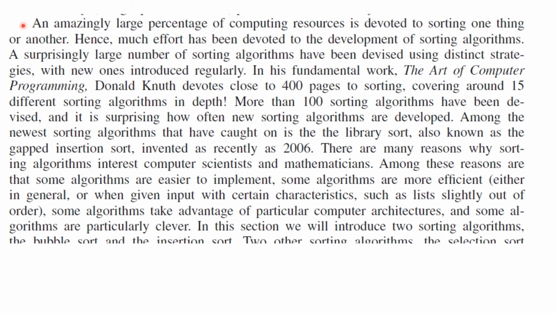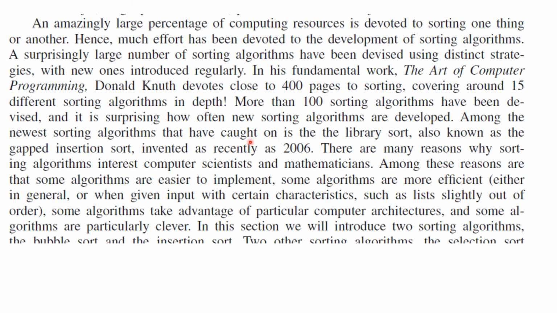An amazingly large percentage of computing resources is devoted to sorting one thing or another. You might remember that that was the first step in doing the binary search, having things sorted. So much effort has been devoted to developing sorting algorithms, and we're going to talk about that. In this fundamental work, The Art of Computer Programming, this computing maven has 400 pages devoted to sorting, and there are more than 100 sorting algorithms that have been developed. And there are new sorting algorithms being developed all the time.